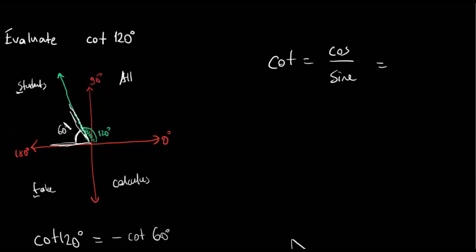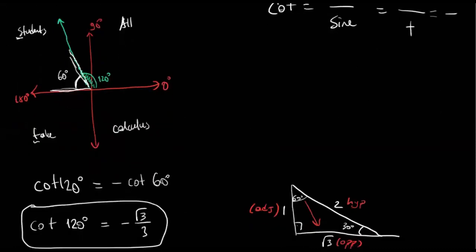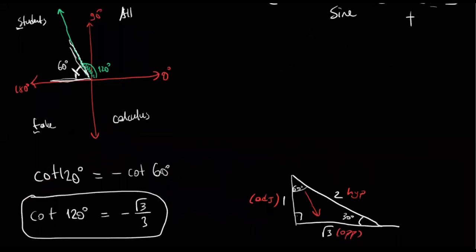So what is cosine in the second quadrant? In the second quadrant, cosine is negative. Negative over, in the second quadrant, sine is positive because y values are positive. Negative over positive will be negative. So cotangent will be negative in the second quadrant, okay? So cotangent of 120 is going to be equal to negative cotangent of 60, because 60 is the reference angle, and then you get the answer.